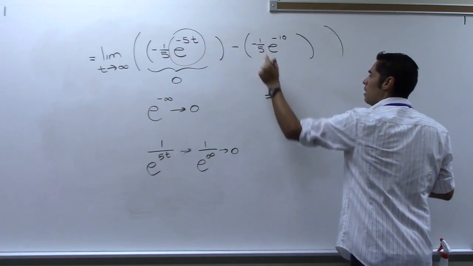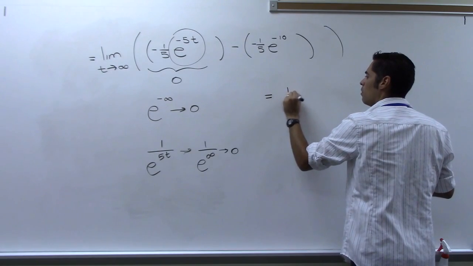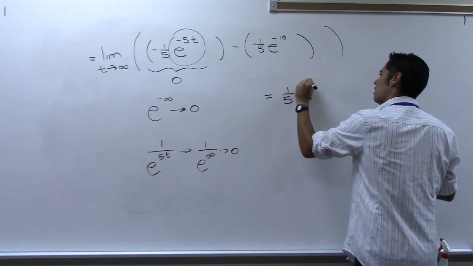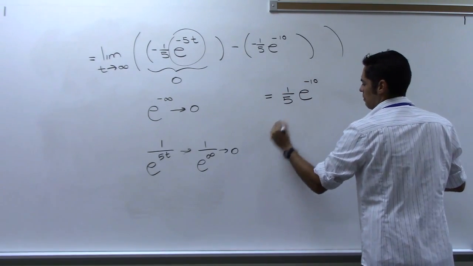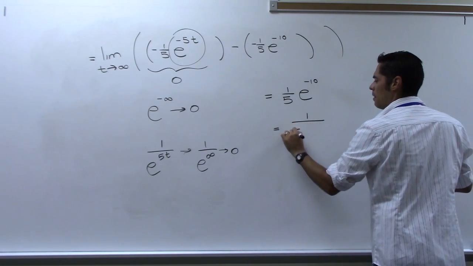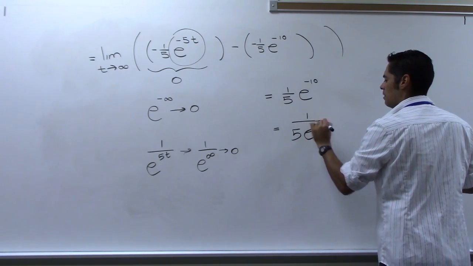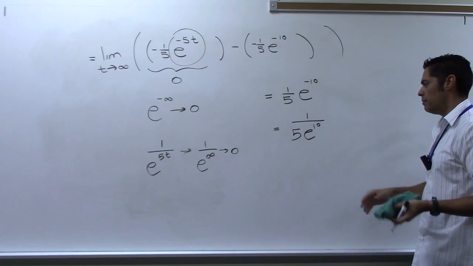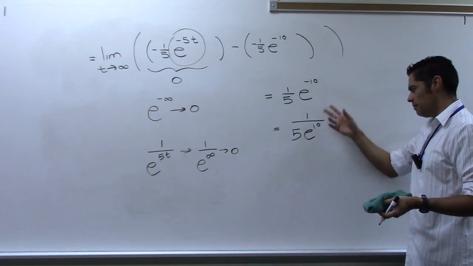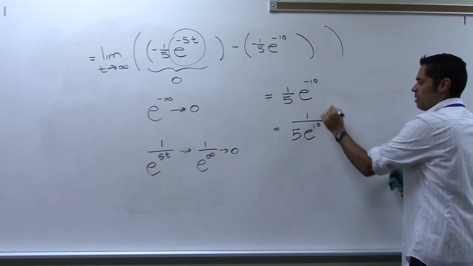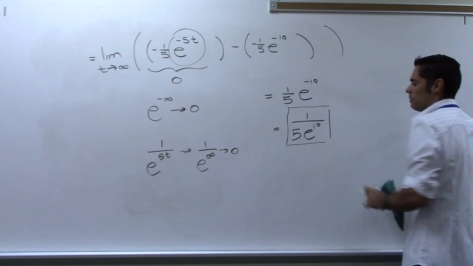So the negative minus the negative becomes plus, so you get 1/5 e to the negative 10. You could leave it like that, or you could put 1 over 5e to the positive 10. And e to the 10th power is some number, and then times 5, and then divide that into 1, and that's a number. So this integral converges to that value.